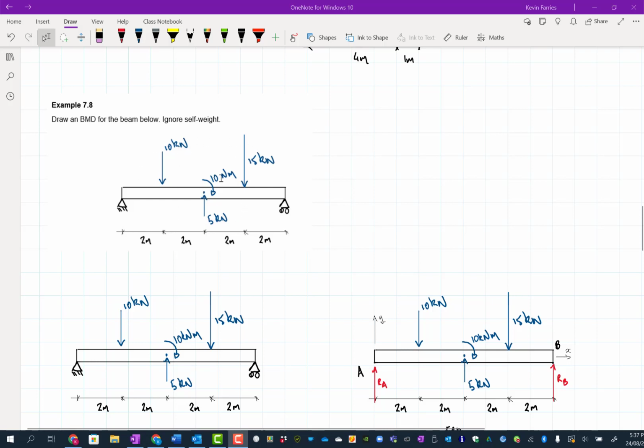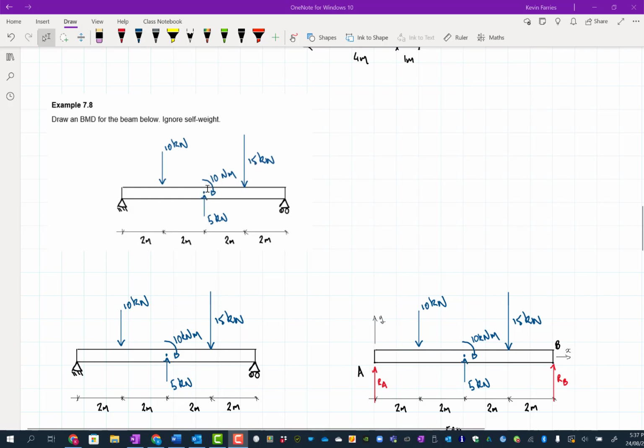So, another example, this time just increasing the complexity a bit. We'll not do the method of sections this time, we'll just try and use the quick rules to figure out the bending moment diagram of this beam. And we've got one more thing we've chucked in here, and that's what happens to the bending moment diagram when you've got a couple or a pure moment. So if you've got something like this, we'll just cover that.